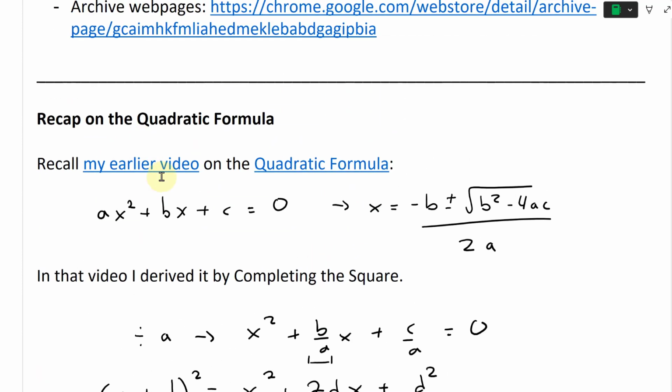So recall from my earlier video on the quadratic formula, if you had the quadratic, basically the power of this polynomial is just x squared. So the highest power is 2. So ax squared plus bx plus c equals 0. Then if you solve this out, the answer for x is going to equal minus b plus or minus square root of b squared minus 4ac.